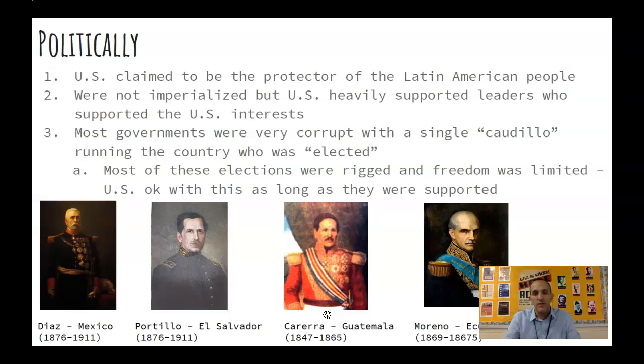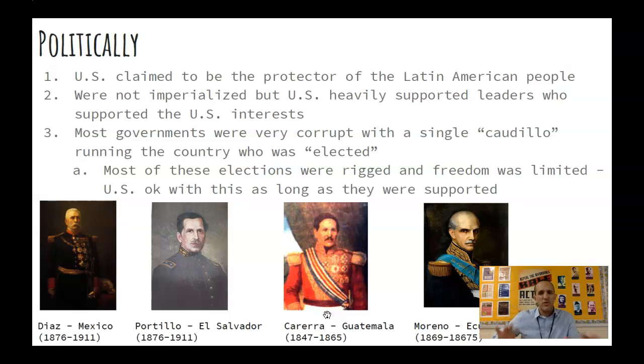I want to show you how this plays out. Politically, the United States government considers themselves, and this is a little ethnocentric here, the protector of the Latin American people. They essentially tell Europe, you guys got kicked out in the 1820s. We don't want you back here. And the U.S. will protect the Latin American countries.